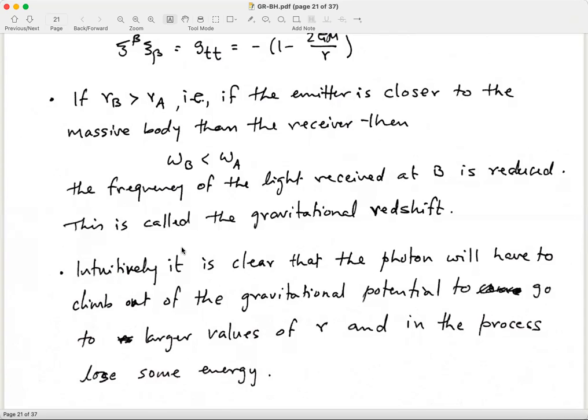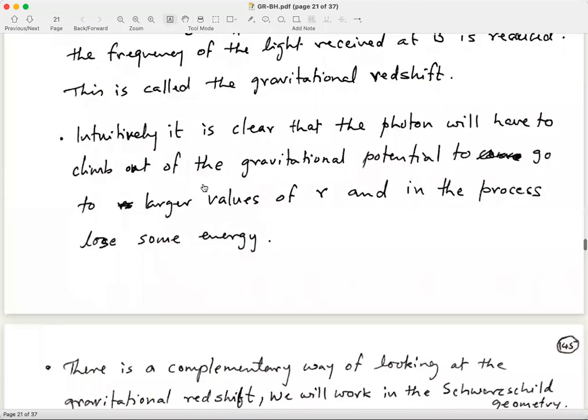And therefore, in the process of reaching larger values of r, the photon would lose its energy in overcoming the gravitational potential, and therefore the frequency measured at large distances is smaller than the frequency emitted at smaller values of r. So in that sense, intuitively, you would have expected that if RA is smaller than RB, then omega A would be larger than omega B. Does that make sense?